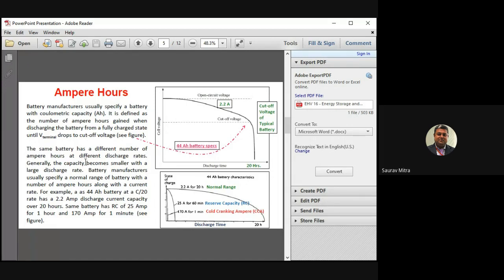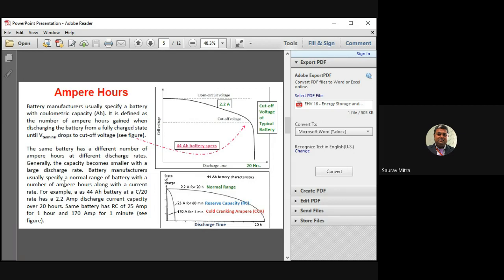So the same battery has different ampere hour ratings. Depending on the situation, the same battery is acting differently. Okay, so in the normal range, 2.2 ampere it will give for 20 hours. For reserve capacity, suddenly you have increased the load on the vehicle. Maybe you're accelerating, there are 5-6 people inside the car, and there may be a huge load inside the vehicle. Maybe for 5-10 minutes you have to put too much load on the vehicle. Right, in that case, the reserve capacity is used. Generally, the capacity becomes smaller with a larger discharge rate. You can have more discharge time whenever less current is asked from the battery.